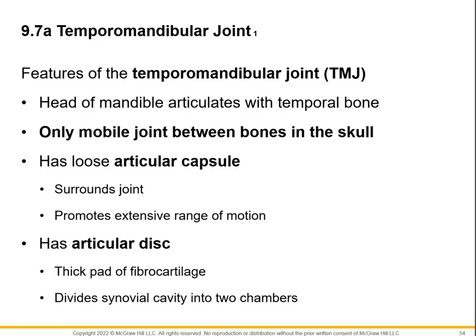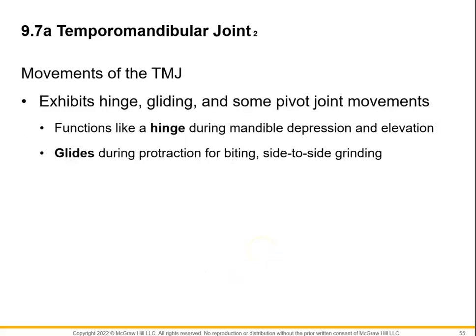It has a loose articular capsule that surrounds the joint and promotes extensive range of motion, and it has an articular disc, which is a thick pad of fibrocartilage that divides the synovial cavity into two chambers. As far as movements of the TMJ goes, it's going to have hinge and gliding movements primarily. It's going to function like a hinge during depression and elevation of the mandible, and then it glides during protraction.